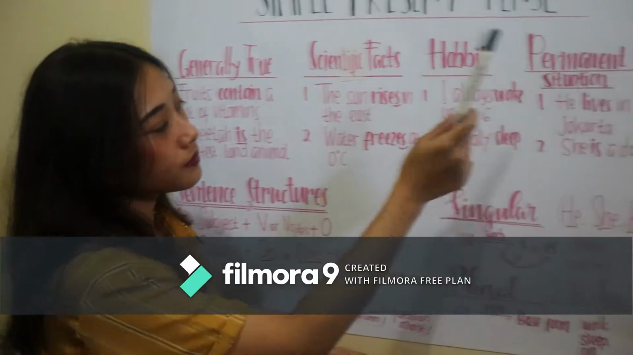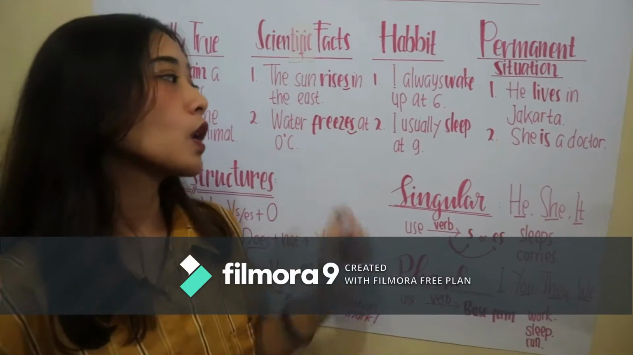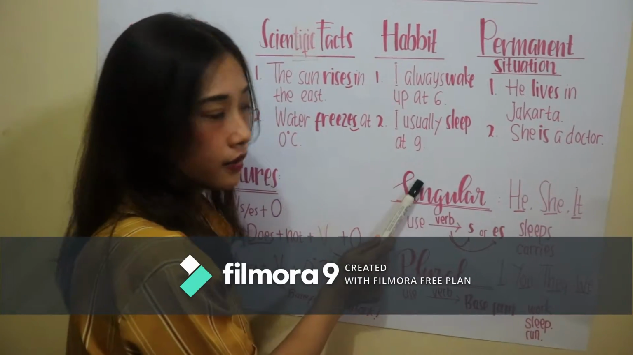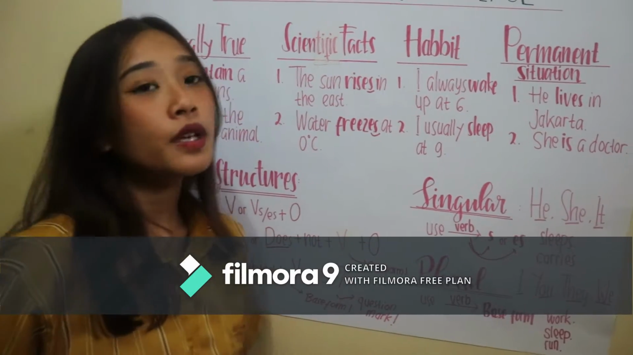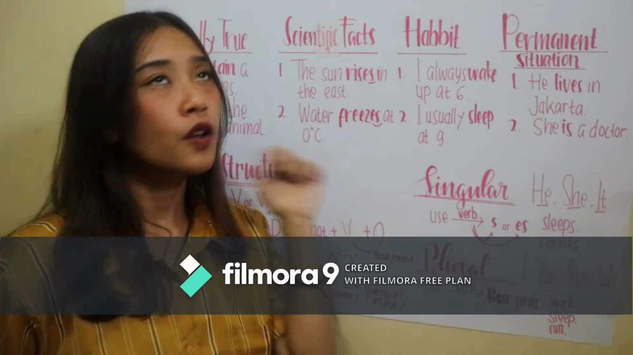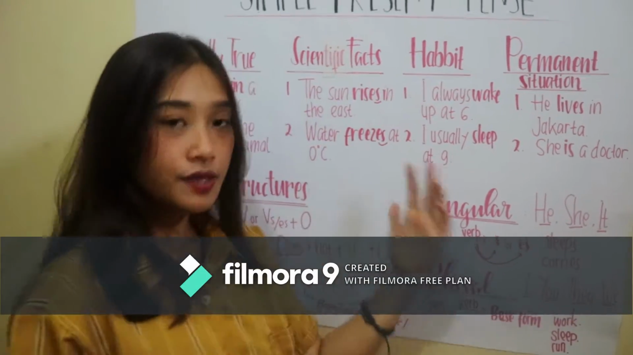The third one, habit. For example, I always wake up at 6. I usually sleep at 9. So basically, when we talk about habit, we use adverbs such as always, usually, sometimes, often, seldom, etc.